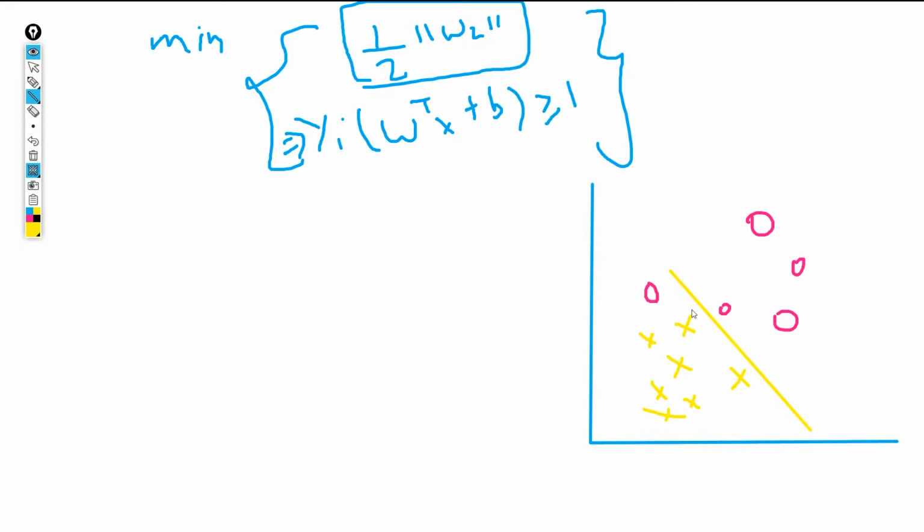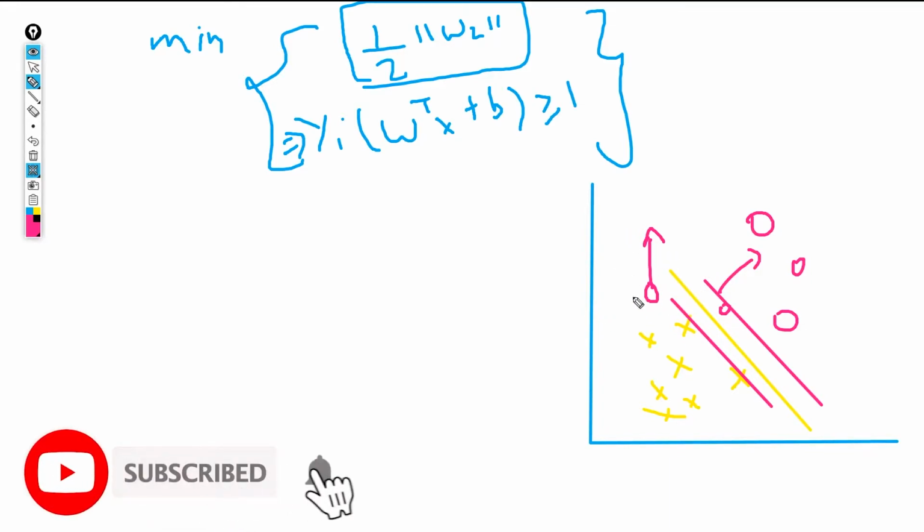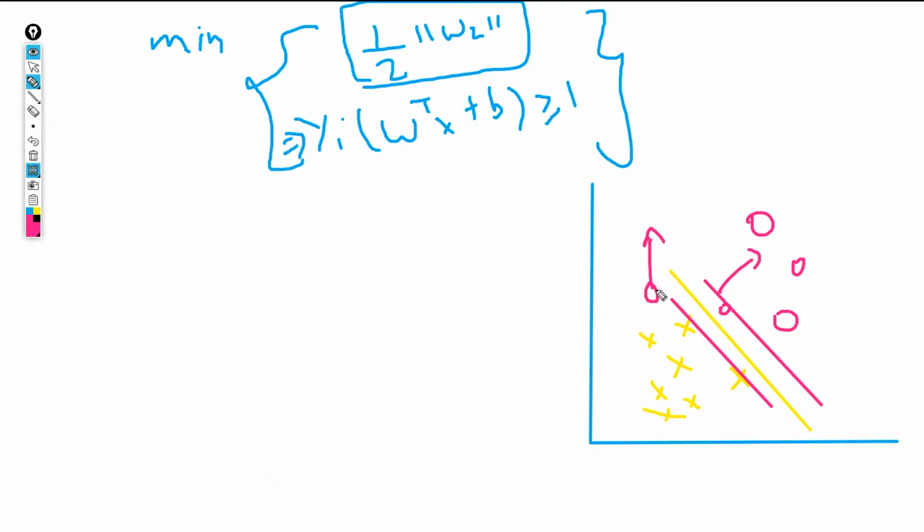Let me also close this. These are our support vectors, and this point is called an outlier, because it should be on this side, but it is on this side. That's why it is called an outlier. What we are going to do is allow some error. It can be on this side, but it will have some error value. So for that, I'm going to change this formula first.